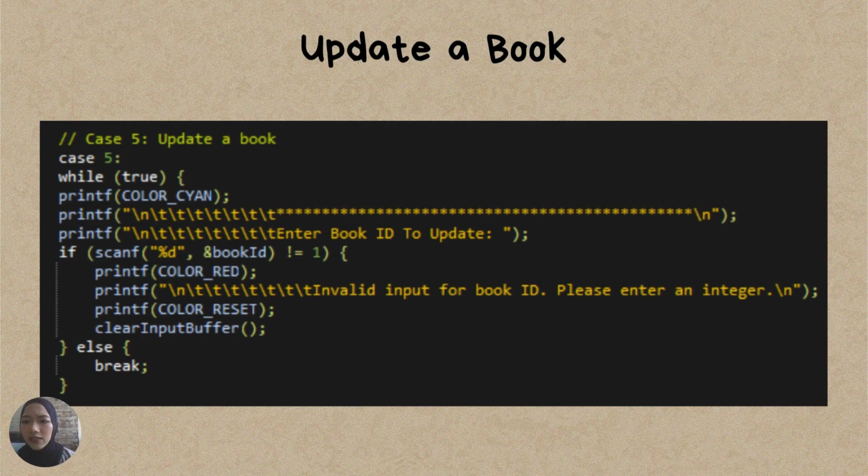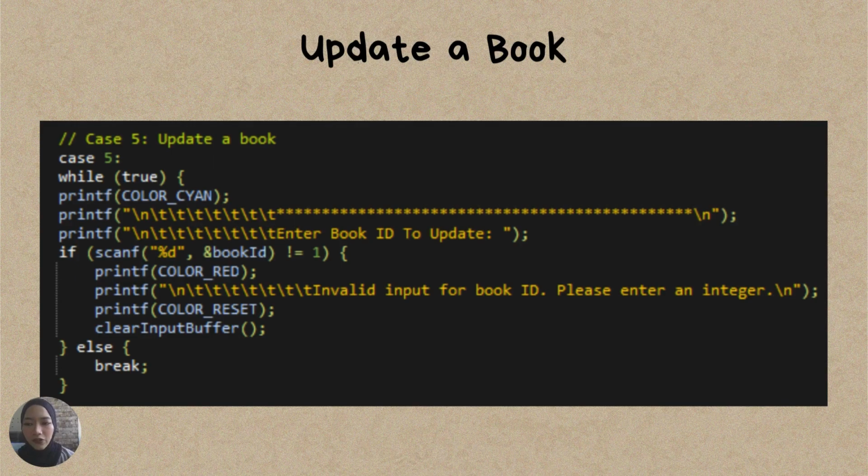The scanf function returns the number of successfully passed input items. Then the code checks the return value of scanf with the condition scanf("%d", &bookID) != 1 to ensure that a valid integer input was provided. If scanf does not return 1, it means that the input was not a valid integer. If the input is invalid, the code prints an error message in red color and informs the user to enter a valid integer input for the book ID.